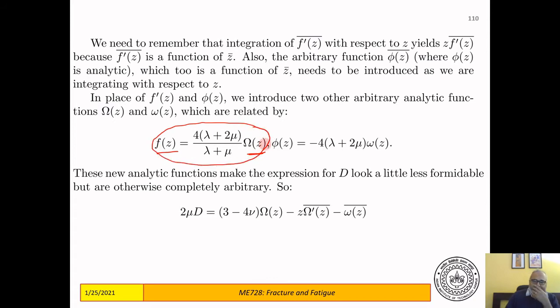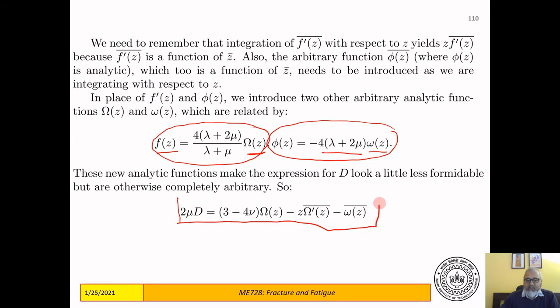We could have worked with f z and phi z, which is related to small omega z through this equation. So we have just used these constants to redefine the functions, and then we get a set of slightly less formidable looking equations.